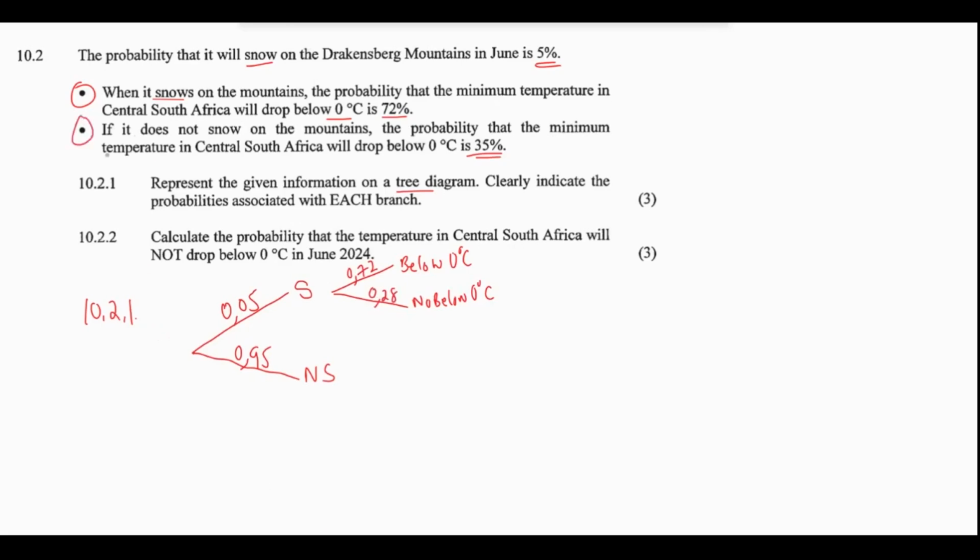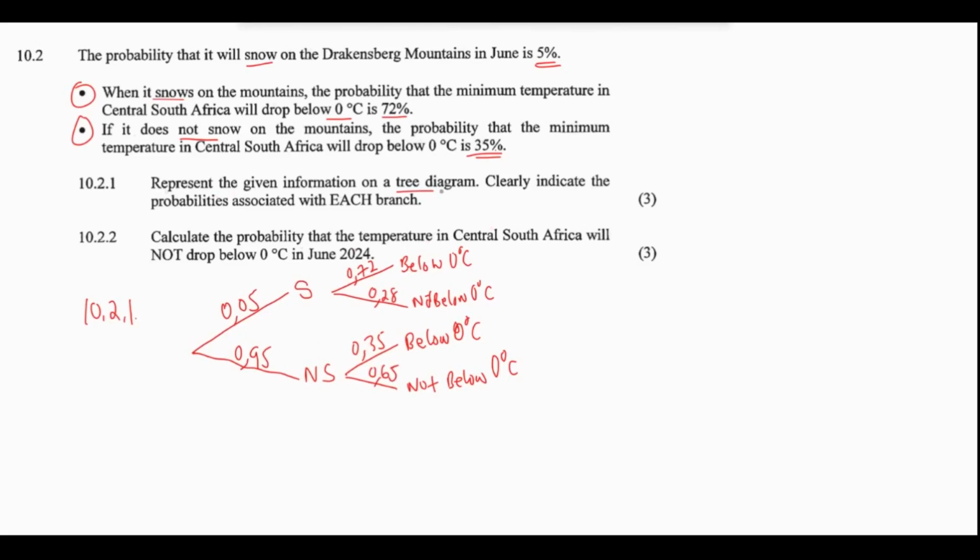And then this point, if it does not snow on the mountains, the probability that the minimum temperature in central South Africa will drop below 0 degrees Celsius is 35%, 0.35. So the probability that it is not below 0 degrees Celsius is going to be 1 minus 0.35, that is 0.65. So that's the first part here. We have answered the first part.